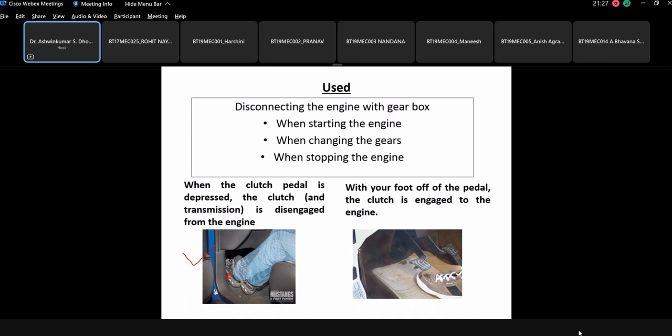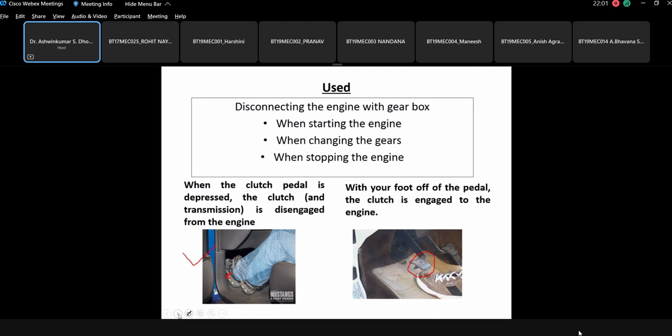So please be careful whenever you drive the vehicle, specifically on the highway. Please remove the foot from the clutch pedal and drive in the fully engaged position, so that it will give you better fuel economy, better performance, better pickup, or acceleration performance. With your foot off the pedal, the clutch is engaged to the engine. So please follow this kind of tip when you drive on the highway.